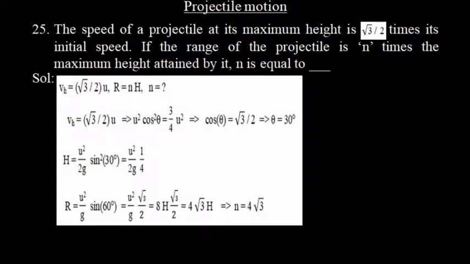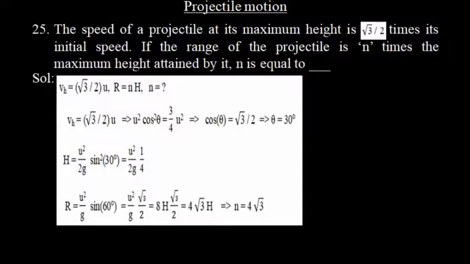We write the formula for H, maximum height. U square by 2g sin square 30 degrees, that is u square by 2g into sin 30 is half, that is we get 1 by 4 factor. Then writing for horizontal range, R is equal to u square by g sin 2 theta, that here becomes sin 60 degrees, that is u square by g into sin 60 is root 3 by 2. Then from the expression of H we get u square by g as 8H.